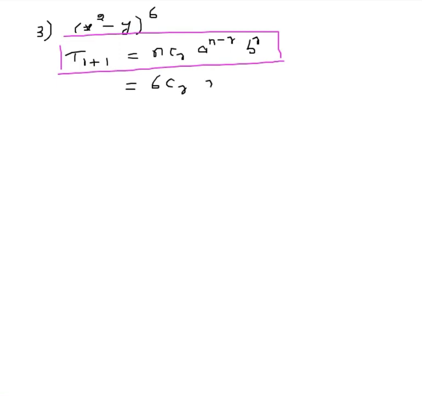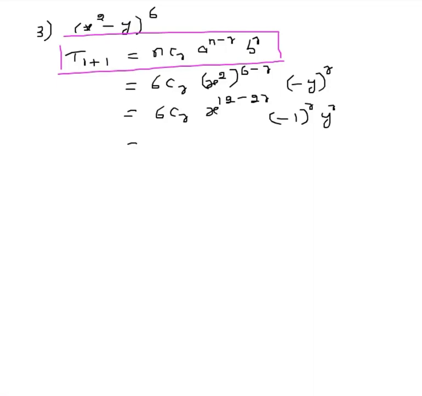6Cr, n is 6 here. A is the first term, so x square raised to 6 minus r. B is the second term, taken along with the negative sign, minus y raised to r. Therefore, the answer is 6Cr, x raised to 12 minus 2r, minus 1 raised to r and y raised to r. We will write minus 1 raised to r first. So minus 1 raised to r times 6Cr times x raised to 12 minus 2r and y raised to r.